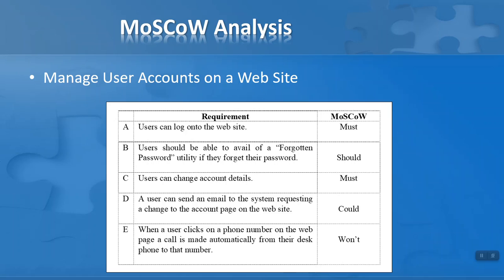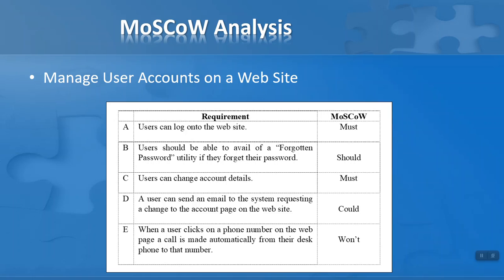So let's take a look at a very, very simple example of how MoSCoW analysis can be used. Let's say you want to allow users to manage their accounts on a website. So many of us have accounts on websites, so we should understand what this is all about. And I've come up with 5 simple requirements here. There will be many more, but I'm just using these 5 for illustration purposes here. And I've named these requirements A, B, C, D, and E.